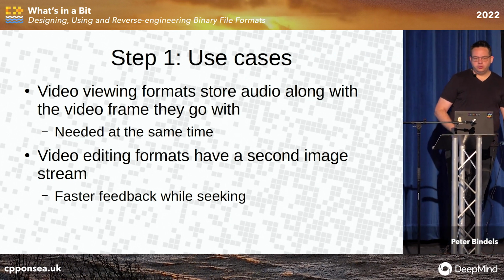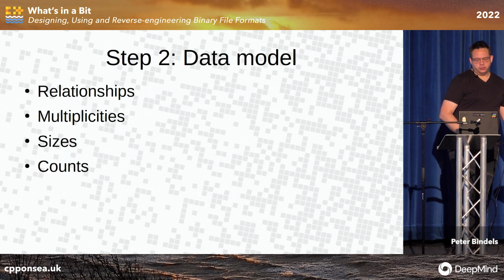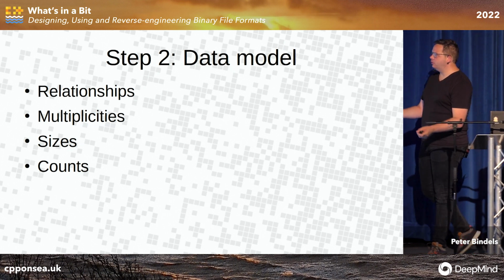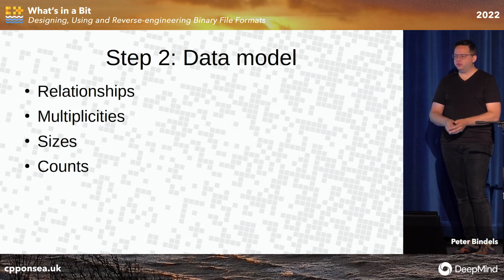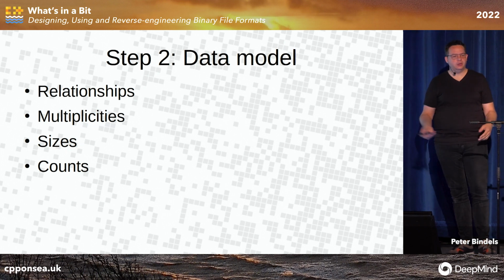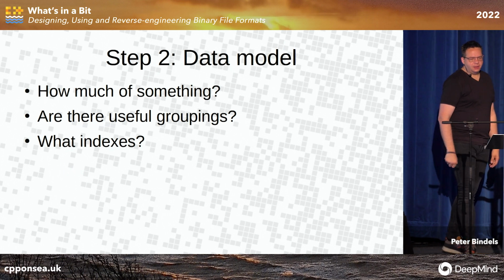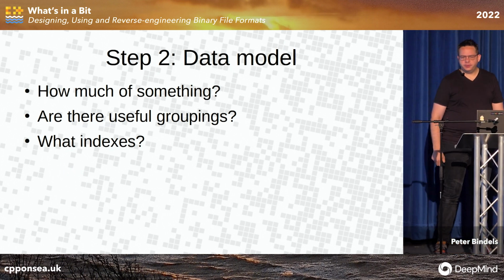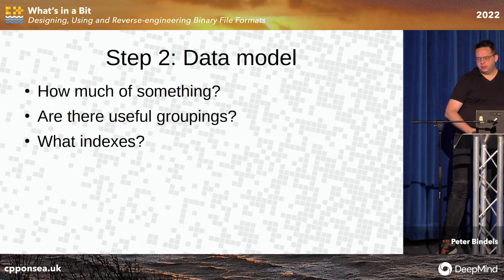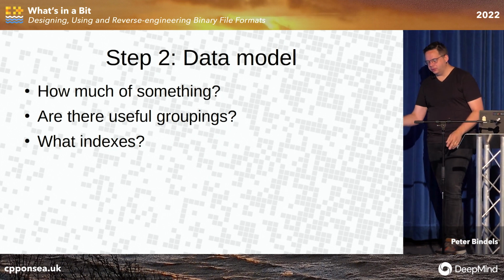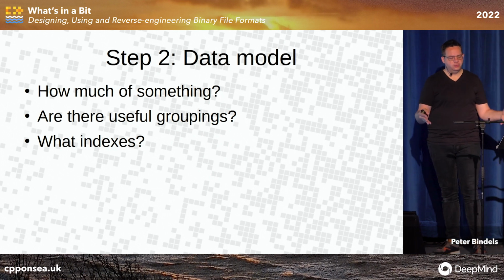After we know what we're going to do with the file, we need to data model the stuff that goes in. We need to know what kind of stuff we're using. We have data, we need to know how they relate to each other, how many things of everything we have, and a bit of an estimate of how big things are, how many things we need. So how much of something do we have? Is there a useful group? Is there stuff that we need to bundle together? And given the kind of stuff that we're trying to do, is there something we need to duplicate in a different kind of way? Is there some kind of index we need to make?